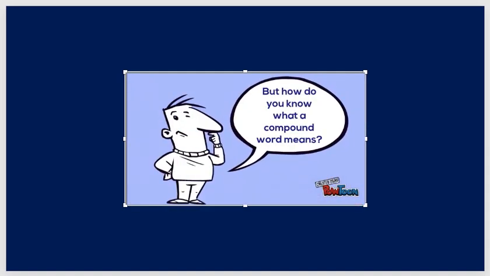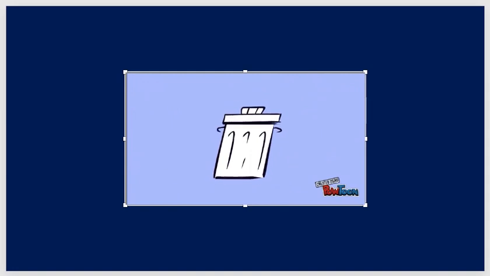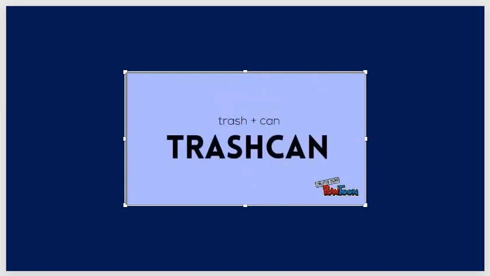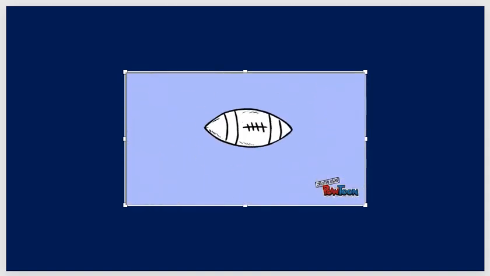But how do you know what a compound word means? Let's break it down. Trash joined with can makes trash can. It is a can where you put your trash. Using what you know about the word parts will help you form meaning for the compound word. Starting to make sense? Let's look at another one.